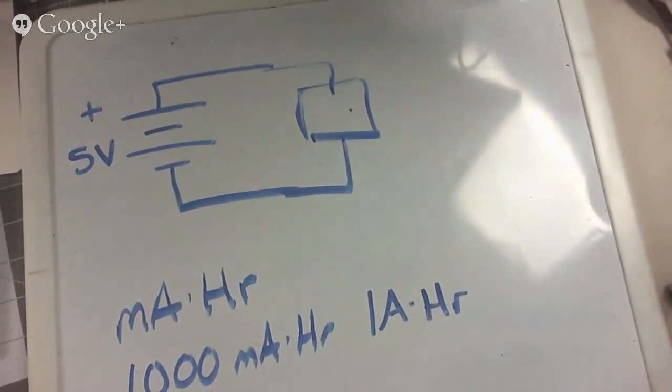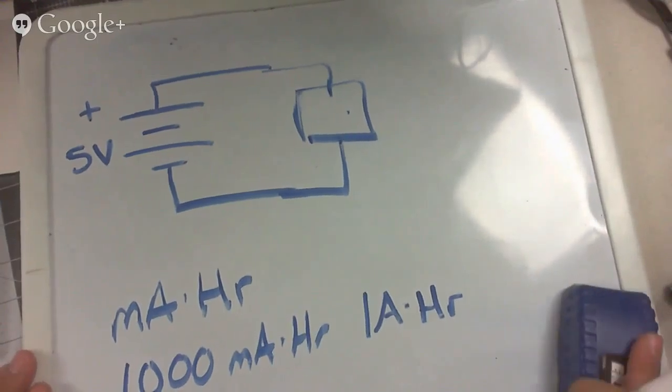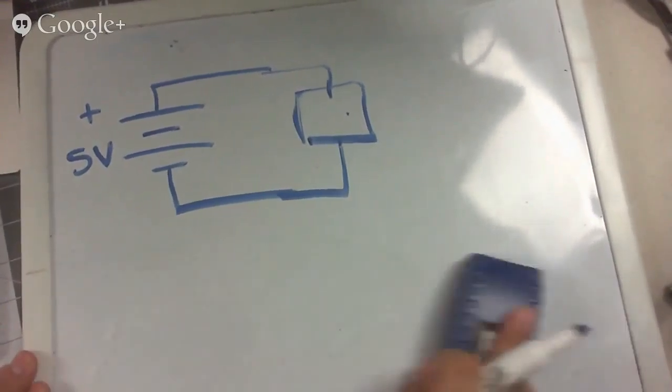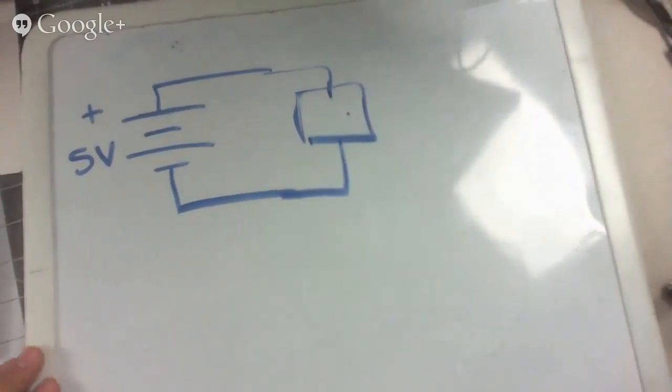That's probably not realistic, because drawing an amp is a heck of a lot of current, especially in the world of microcontrollers and other small electronics. But anyway, this load is modeled as a resistor. So let's talk about that now.